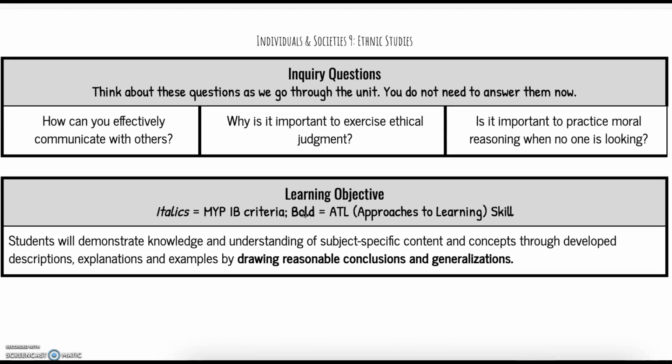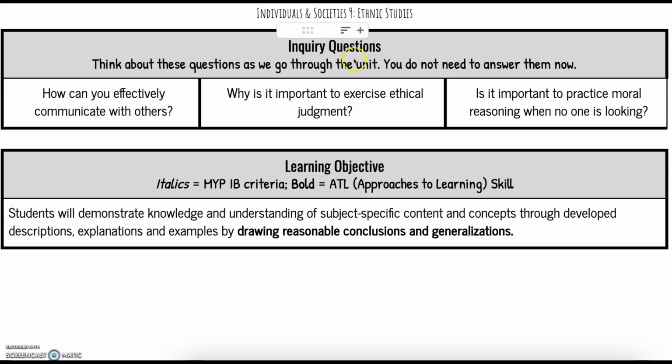Alright, let's turn to the other side of your paper and look through briefly the inquiry questions. Remember, we're just thinking about these as we go through the unit. So, how can you effectively communicate with others? There's ways of doing it well and ways of doing it badly. So what is an effective way to communicate with other people? Also, why is it important to exercise ethical judgment? Why does it even matter? Finally, is it important to practice moral reasoning when no one is looking?